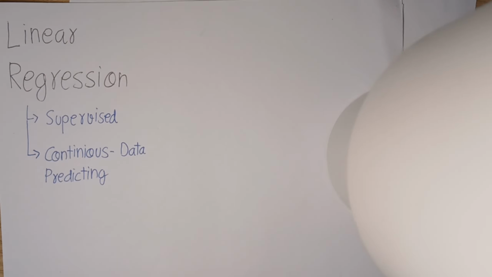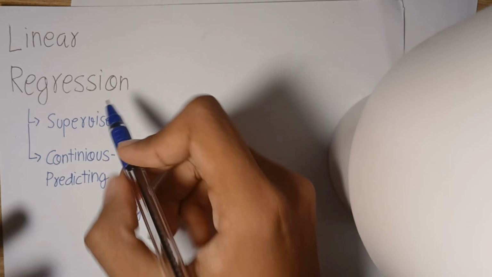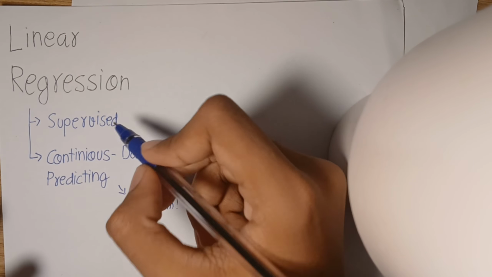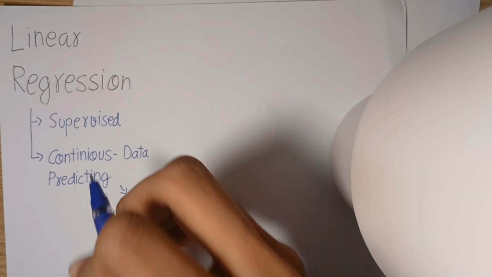Linear regression, a supervised continuous data predicting algorithm. Now let's understand what these terms mean. So when I say supervised, it simply means that I'm telling the machine what it's supposed to predict.